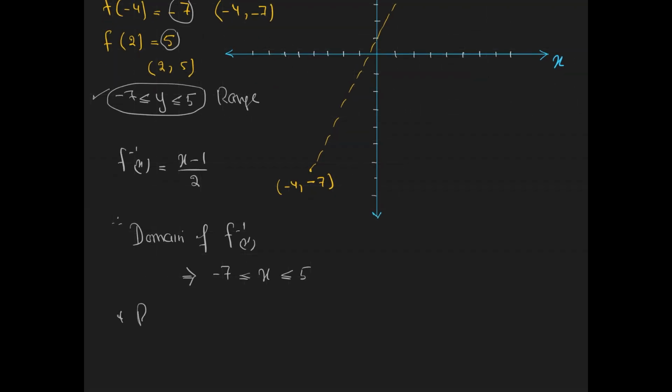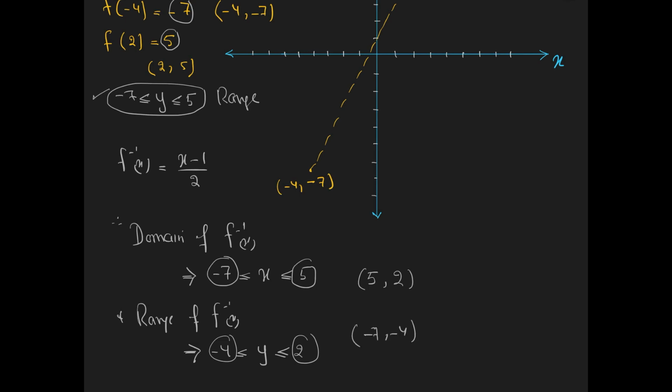And range of f inverse x is the same as the domain of the function, which is here. x is between 2 and minus 4. Therefore here, because this is the range, y is between 2 and minus 4. So we have now corresponding x and y values. So when x is 5, y is 2, and when x is minus 7, y is minus 4.